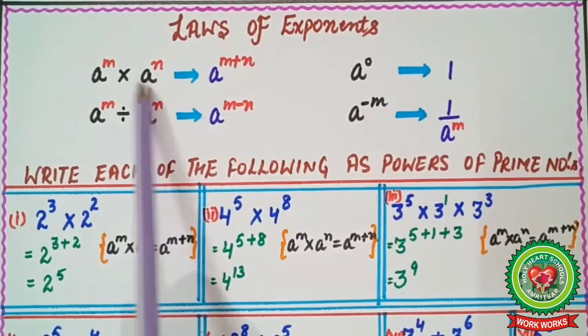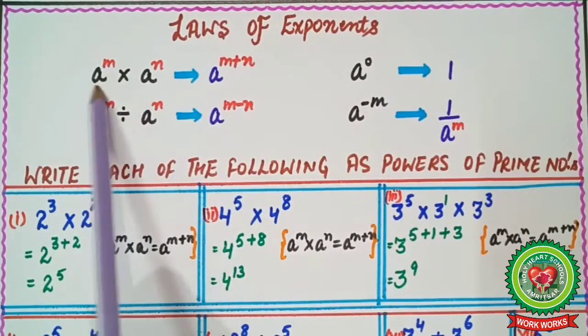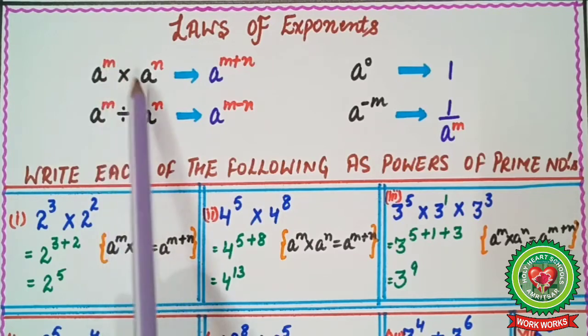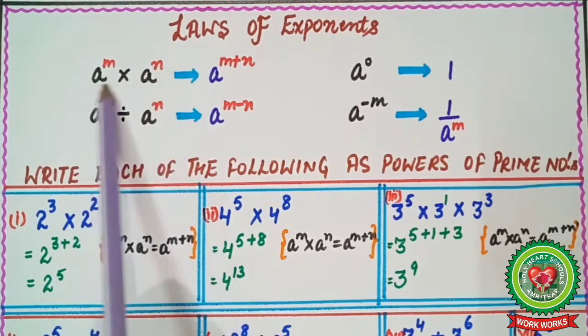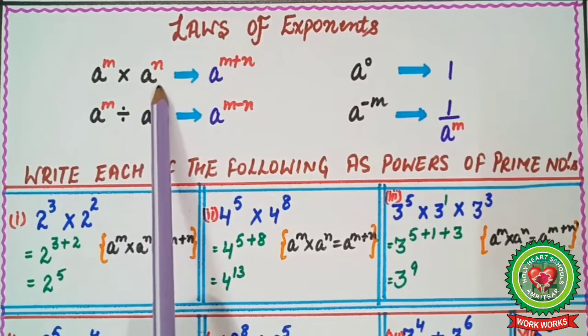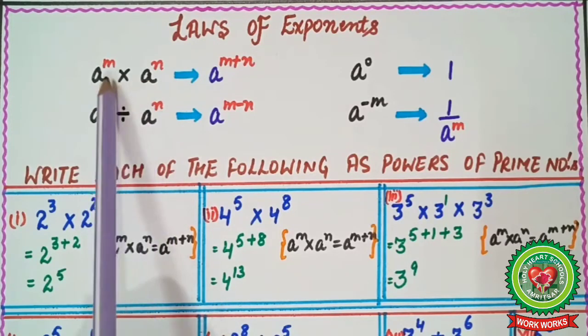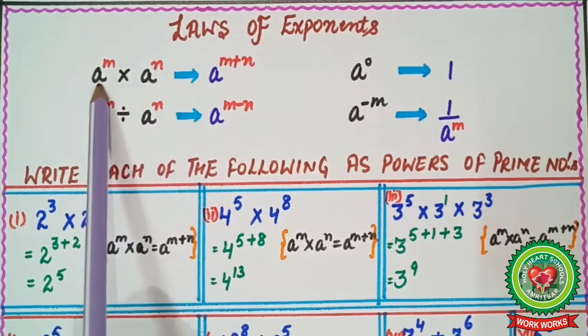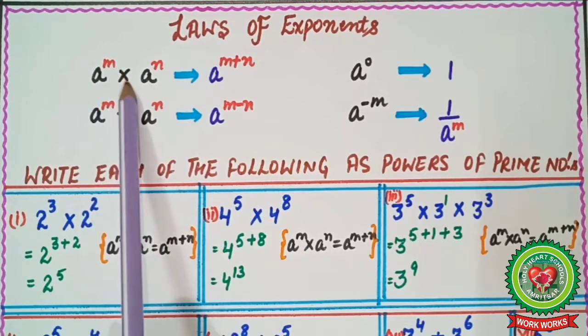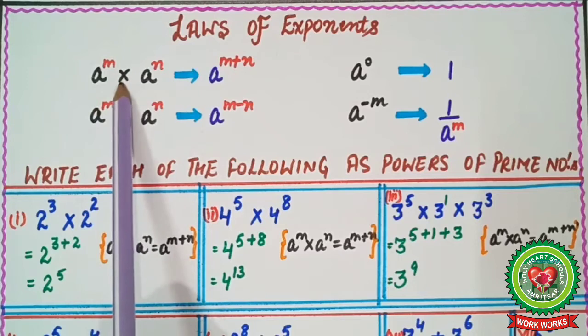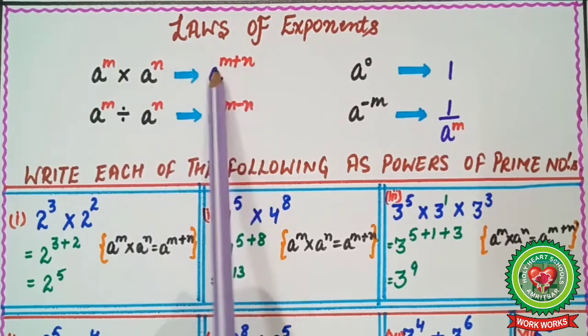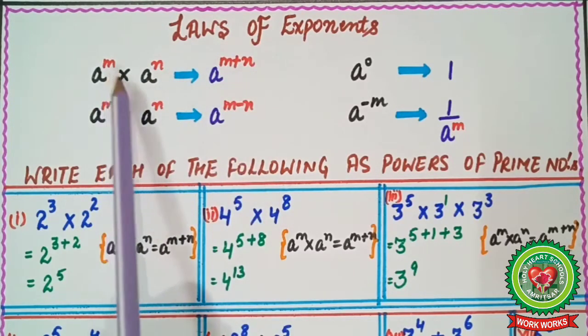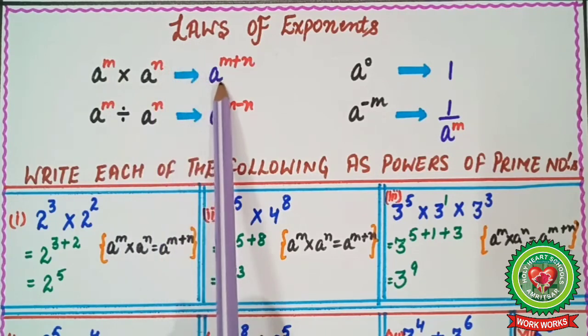So students, here are the different laws for exponents. The first law is the product law. Whenever a raised to power m is multiplied by a raised to power n, you can see here the bases are the same. This a is called the base, and m and n are called the powers. So whenever the bases are the same and they are getting multiplied, their powers will be added. So a raised to power m multiplied by a raised to power n is equal to a raised to power m plus n.